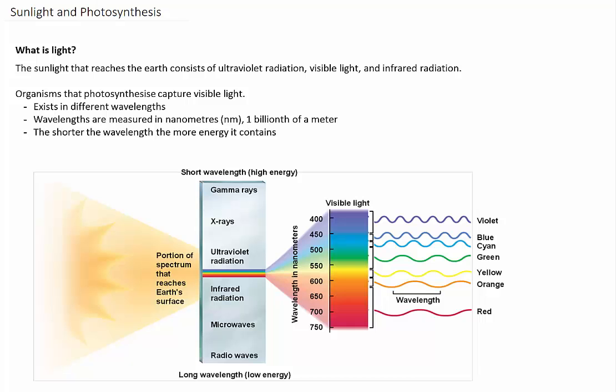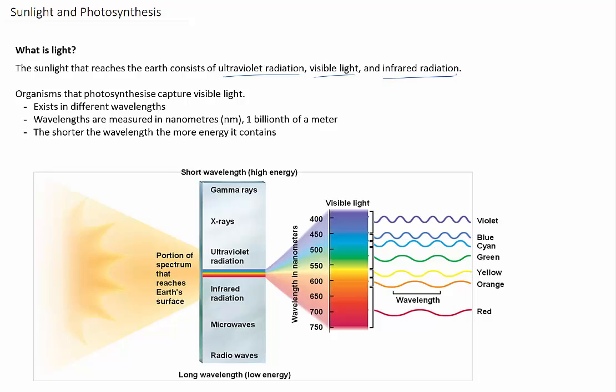The sun converts around 100,000 kilograms of matter into energy every minute and releases a lot of this energy out into the solar system as waves of electromagnetic radiation. The sunlight that reaches the Earth consists of ultraviolet radiation, visible light, and infrared radiation. And these are just a small part of the continuous spectrum of electromagnetic radiation.